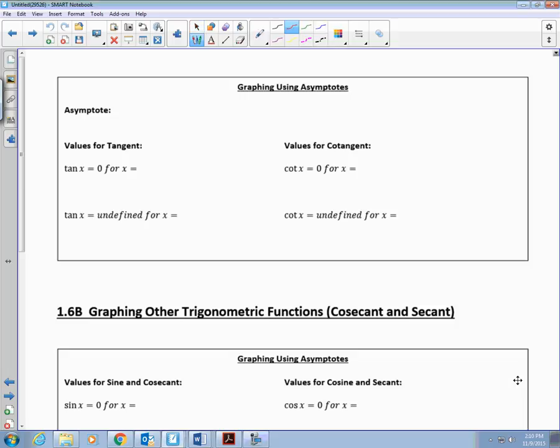Testing, testing. So we're going to kind of go backwards. We're going to start here. And what we want to learn about today is this new word called asymptote.